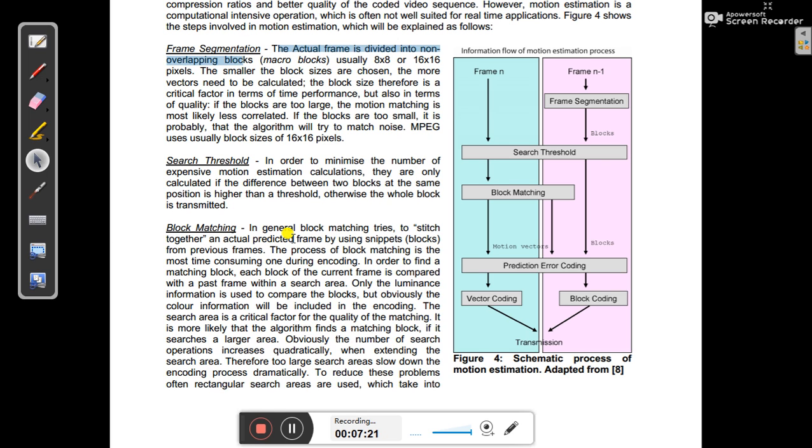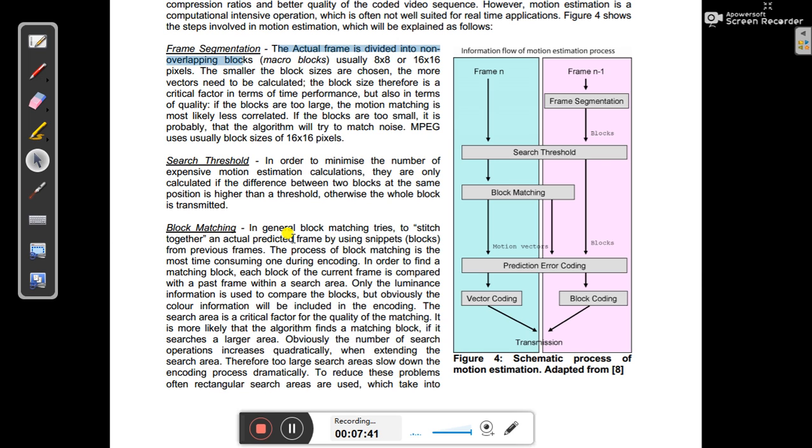And if you choose a smaller area, then obviously there will be less chance to get a similar pattern or matching block in that area. So that is the point. The search area is a critical factor for the quality of the matching.